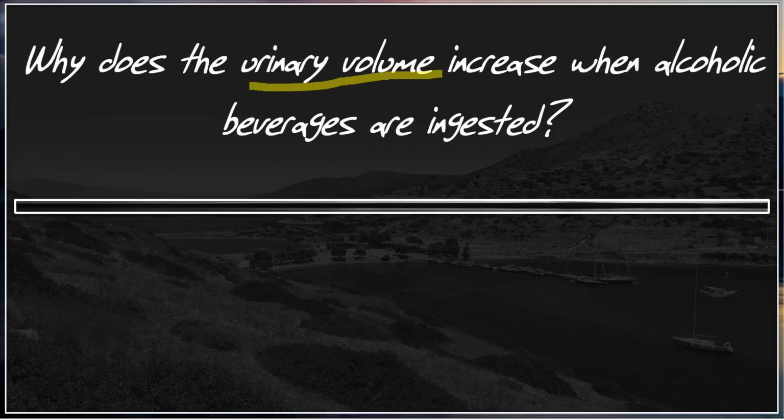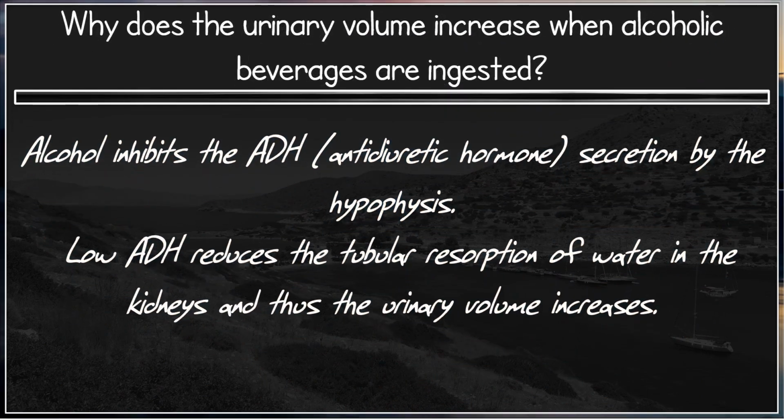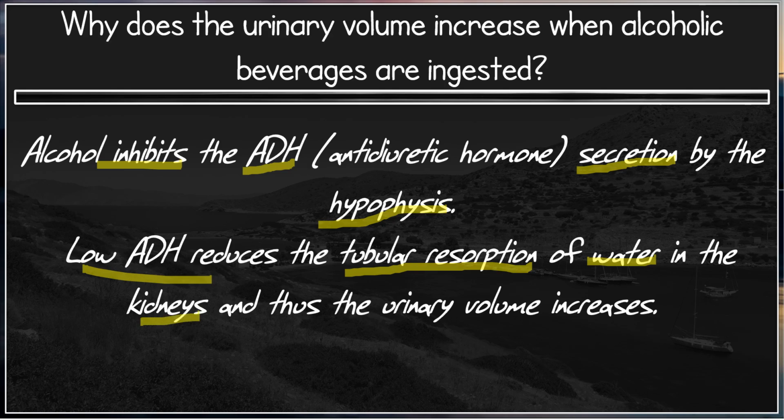Why does the urine volume increase when alcoholic beverages are ingested? Alcohol inhibits the ADH, antidiuretic hormone, secretion by the hypophysis. Low ADH reduces tubular reabsorption of water in the kidney, and thus urine volume will increase.